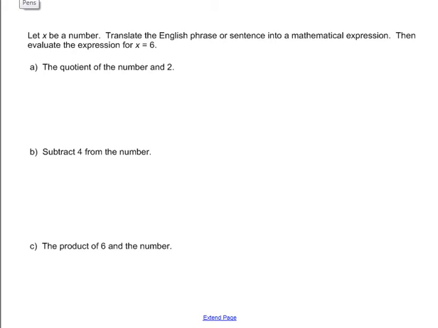Let x be a number. Translate the English phrase or sentence into a mathematical expression. Then evaluate the expression for x equals 6.